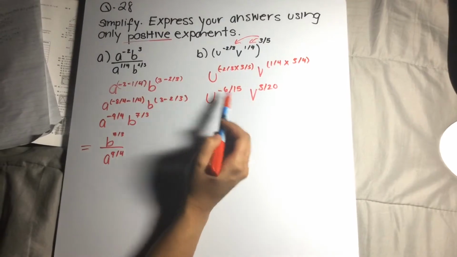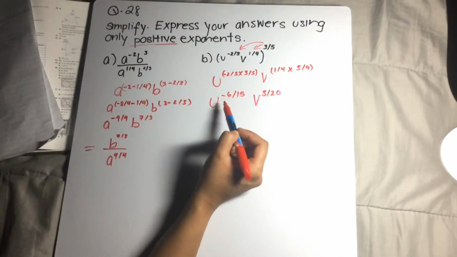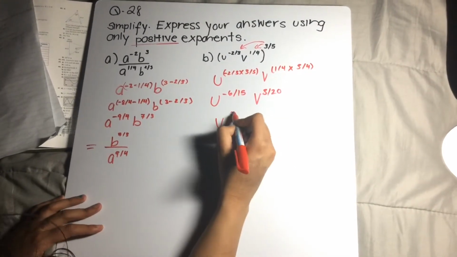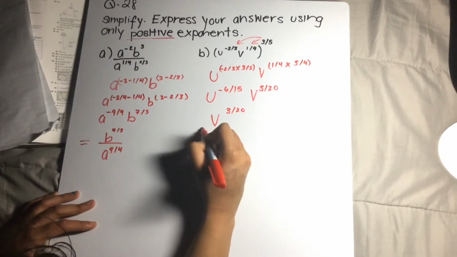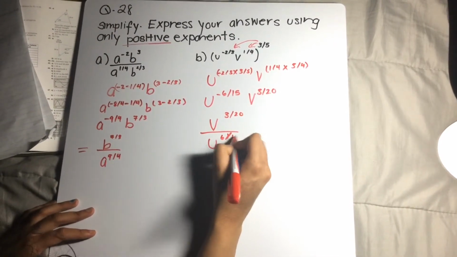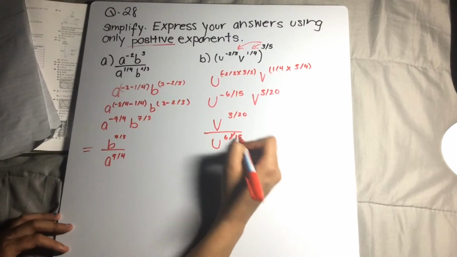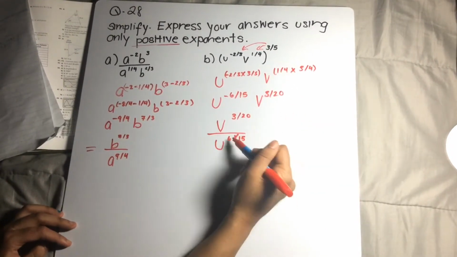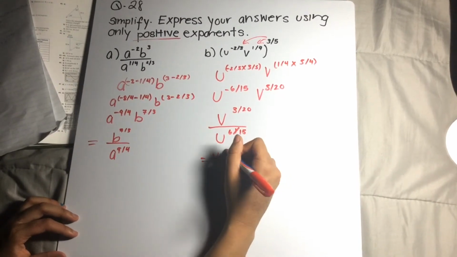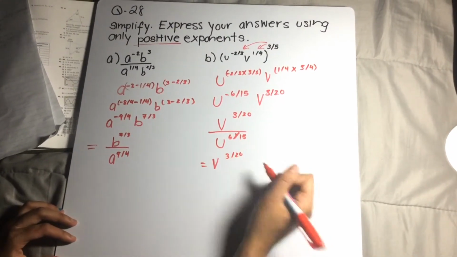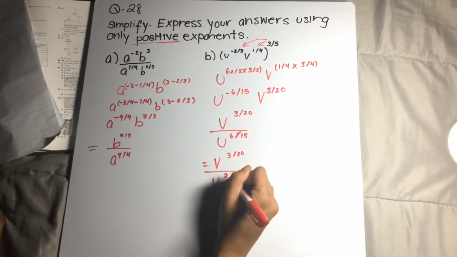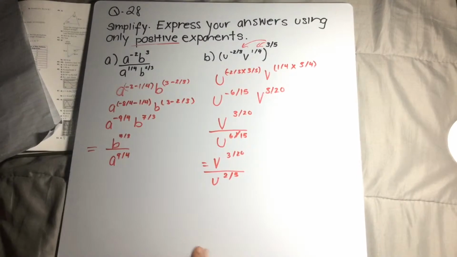Now again, you need a positive exponent, so you do the same thing. Flip the variable with the negative exponent to the bottom. The v stays in the same place because it has a positive exponent, and the u flips to the bottom. However, we can reduce this exponent further. 3/20 cannot be reduced, but 6/15 can by 3, so we're going to do that. You'll have v to 3/20 and u to 2/5, and there is your final answer.